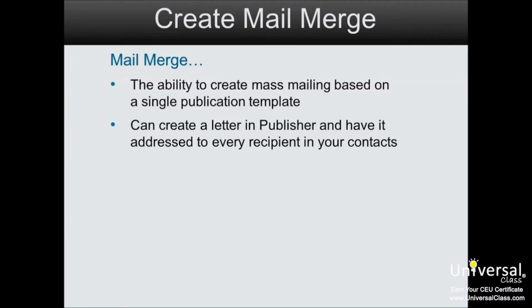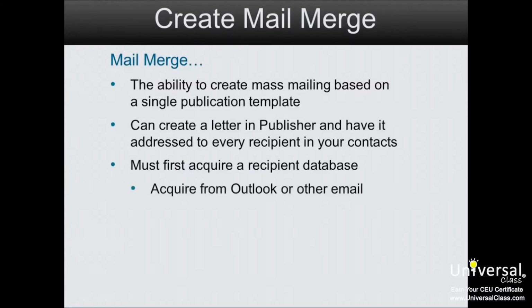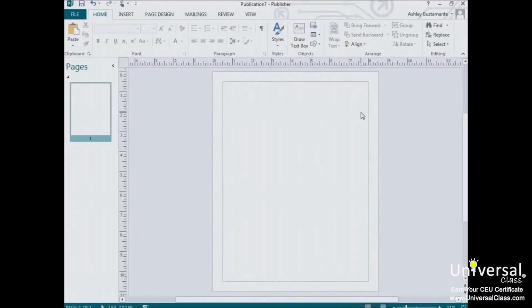The first thing you need to do before you begin a mail merge publication is acquire a recipient database. You may already have this if you keep all of your contacts in Outlook or some other email client. You can also create your own in a database program like Excel. Mail merge may seem like a complicated process to set up, but Publisher provides a wizard to help us do so as painlessly as possible. Let's launch the wizard and we'll walk you through the steps.